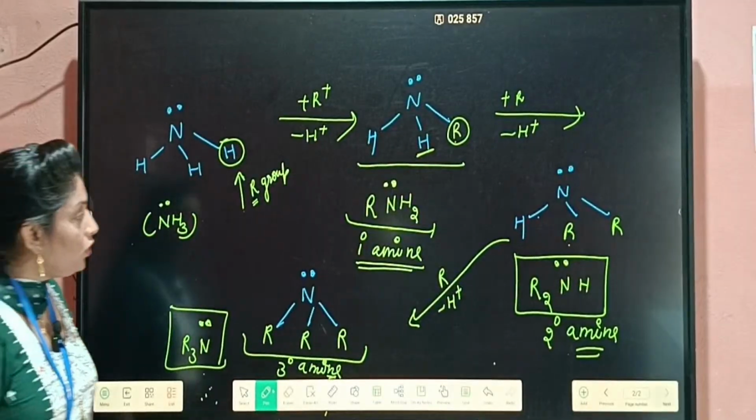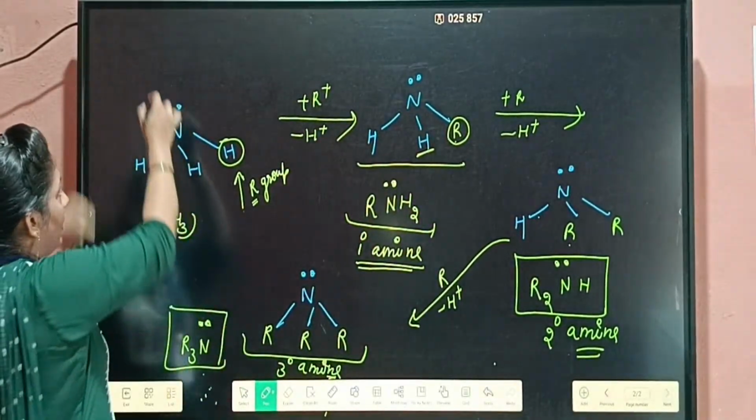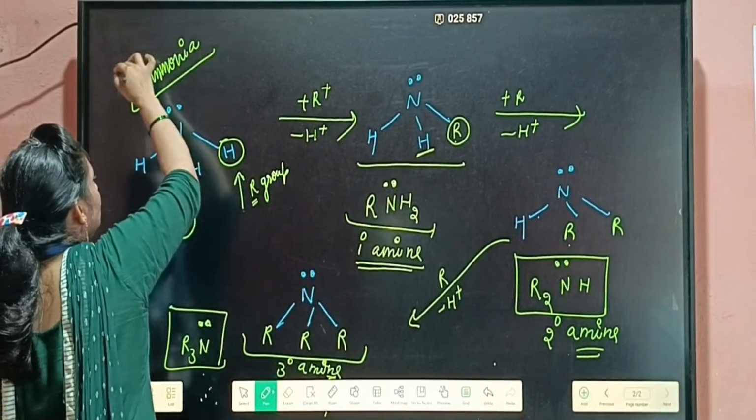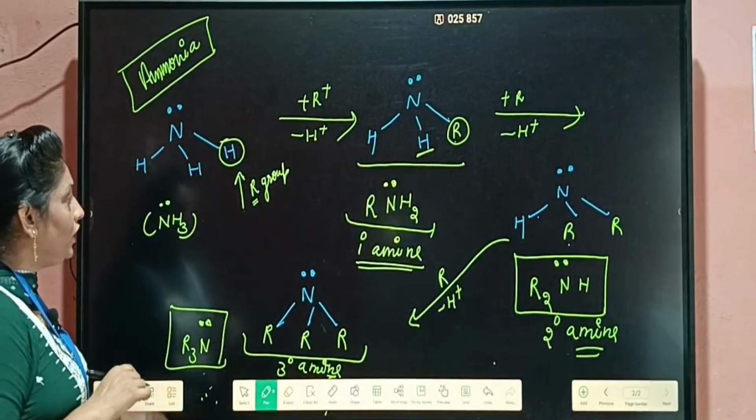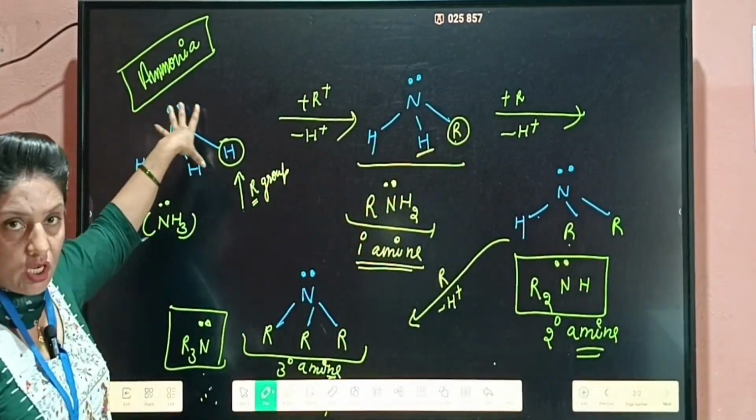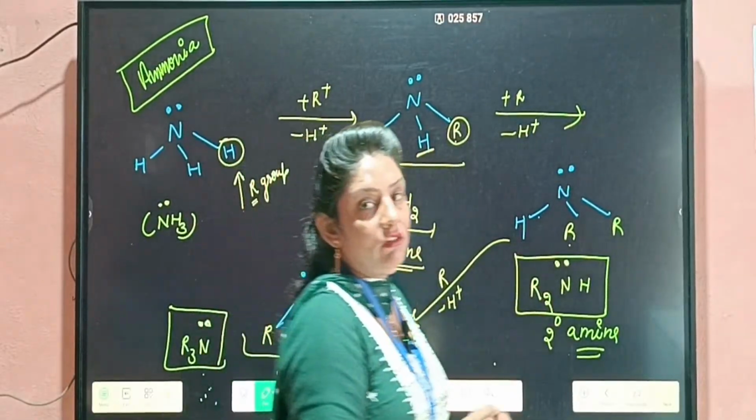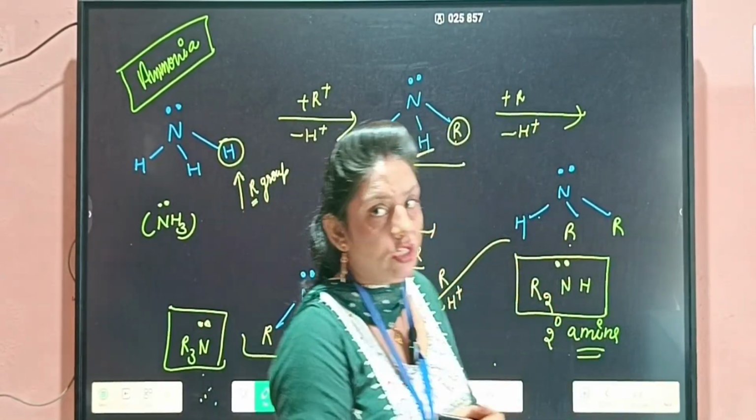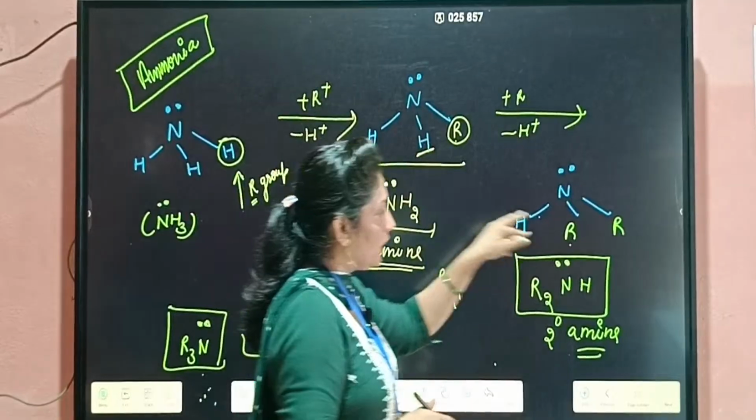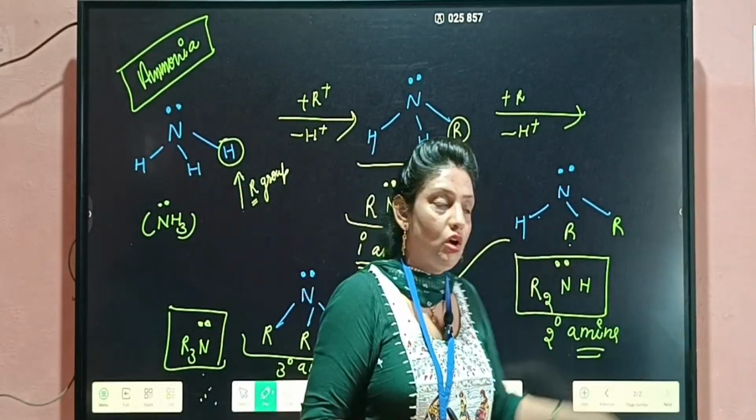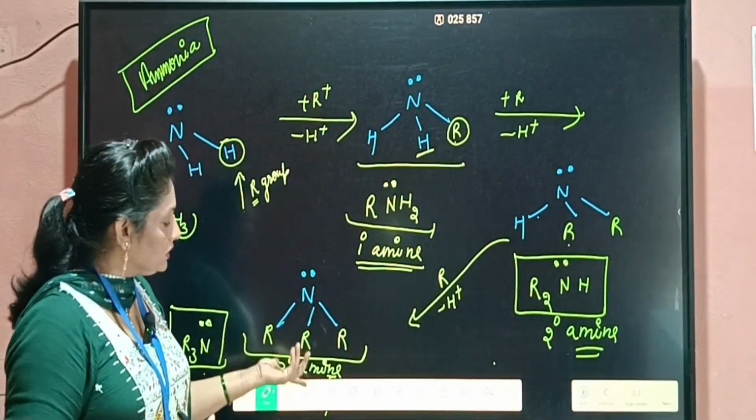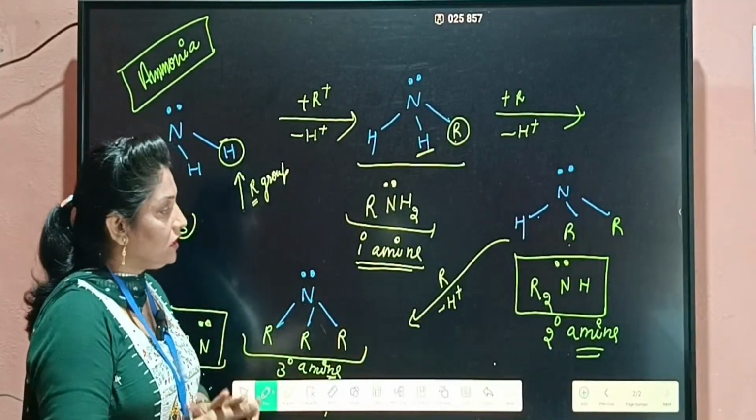Yes or not? So students, firstly we had ammonia. By replacing hydrogen of ammonia by alkyl group, we are getting amines. So we are deriving amines from ammonia. That's why they are known as derivatives of ammonia. If only one hydrogen is replaced, you get primary amine. If two hydrogens are replaced, it is secondary amine. And if you replace one more, it is known as tertiary amine. I hope it is clear to you.